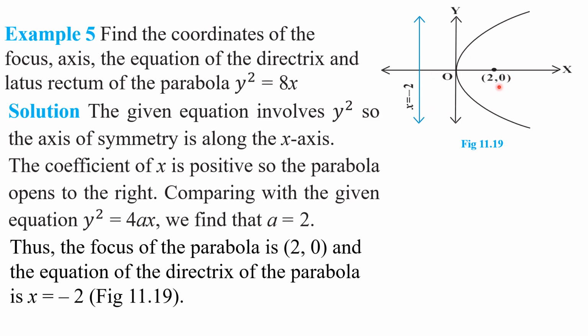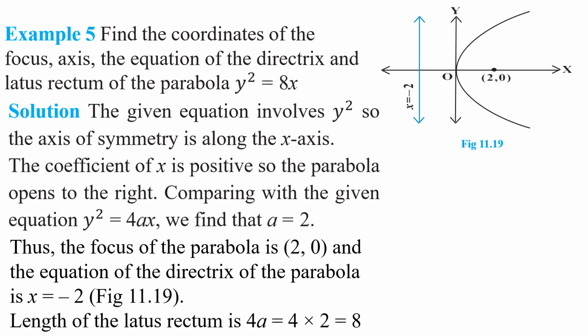The focus of the parabola is at the ordered pair (2, 0), and the equation of the directrix is x is equal to -2. So we got here the focus of the parabola. We have already found the axis of the parabola, or axis of symmetry of the parabola, is the x-axis. We have found the equation of the directrix. And the last one, we had to find the length of the latus rectum. What is the formula for the length of the latus rectum? 4a. Do you remember that point, my children? So the length of the latus rectum is equal to 4a.